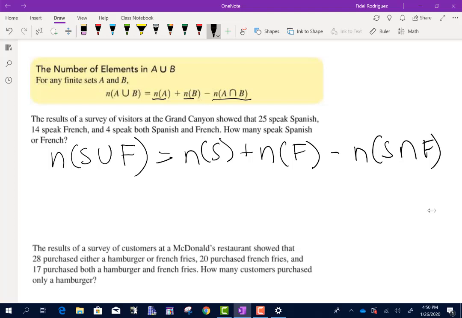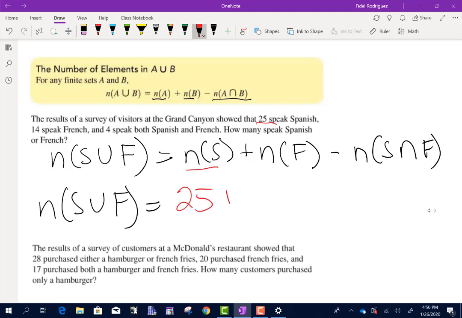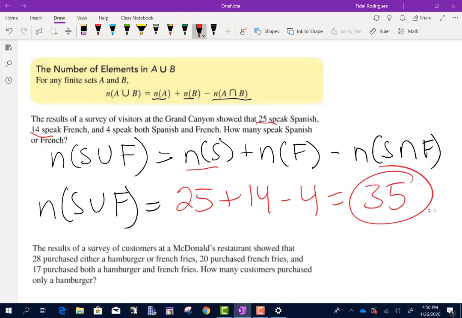So to figure out the number that speaks Spanish or French, how many of these folks speak Spanish? Well, 25 of them do. How many speak French? Well, 14 of them do. How many speak both? Well, 4 of them do. So 25 plus 14 minus 4 should give us a total of 35.